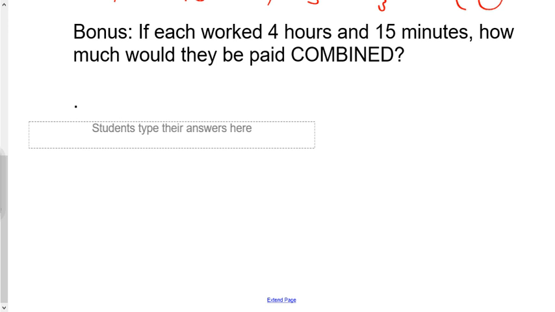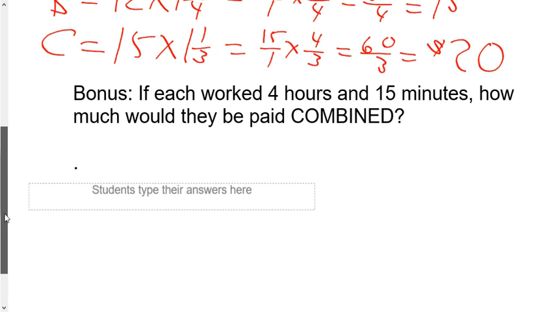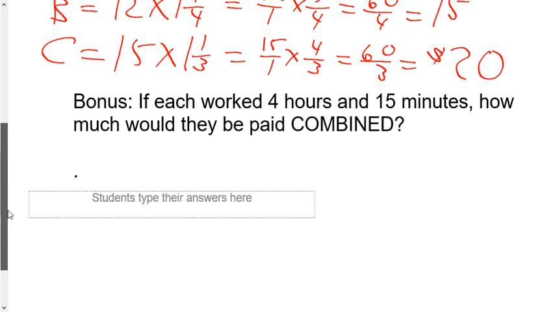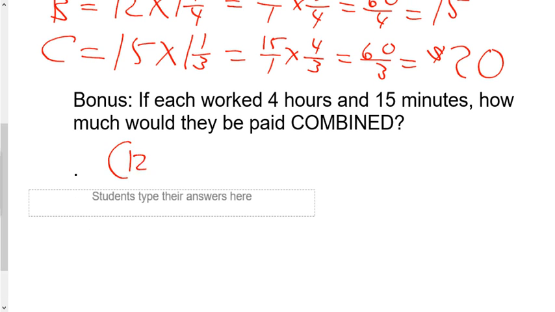they each worked 4 hours and 15 minutes, how much would they be paid combined? So if I take Alan's money, which is $12, add it to Bob's money, which is $15 an hour, and add it to Cecil's money, which is $20 an hour, this bracket would represent the combined salaries per hour for all three people. So for 1 hour of work, you would have to pay out 47 bucks, right? To employ all three people.